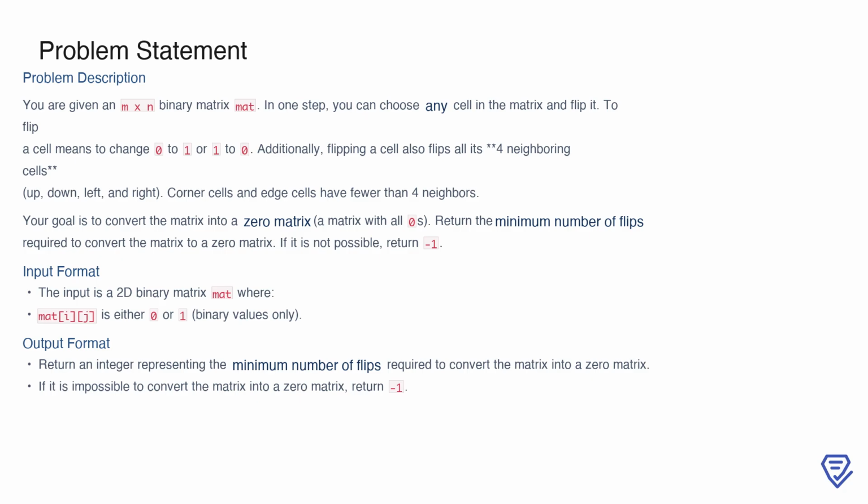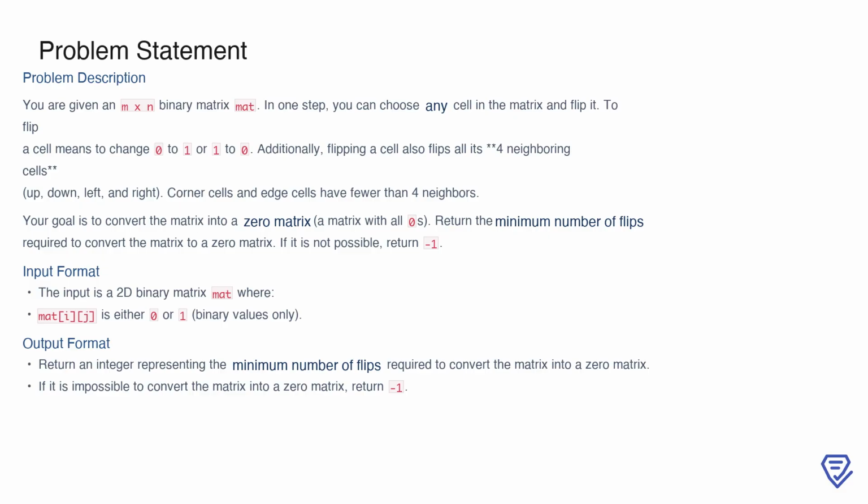In this problem, you are given a binary matrix, where each cell contains either a 0 or a 1. Your task is to convert this matrix into a zero matrix, meaning all cells should contain the value 0. To achieve this, you can flip any cell in the matrix. For corner and edge cells, fewer neighbors are affected because some are outside the matrix boundaries. The objective is to determine the minimum number of flips needed to convert the matrix into a zero matrix. If it is not possible to achieve this transformation, you return -1.